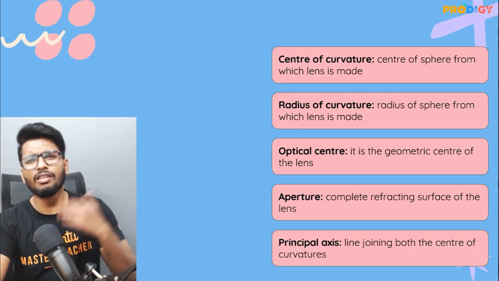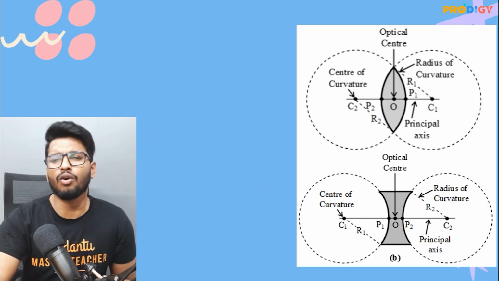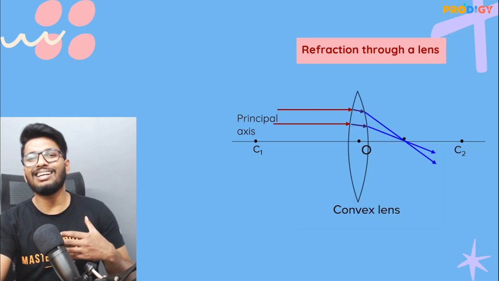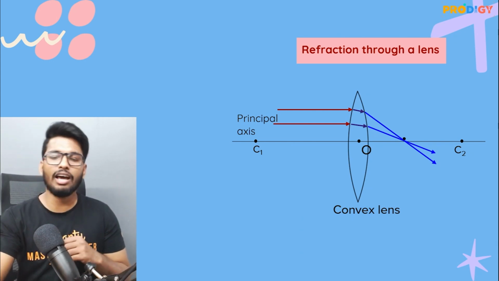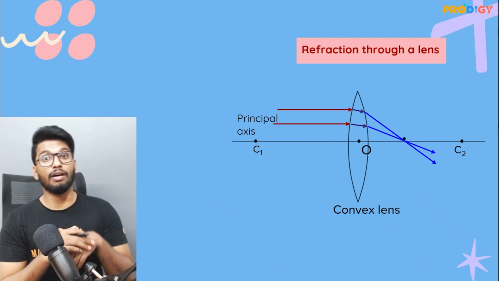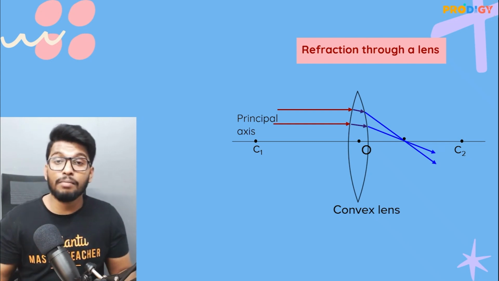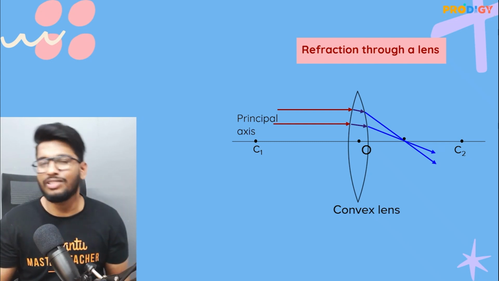Moving on, guys. Apart from this, you must also know the type of refraction that happens in these two types of lenses. For example, in a concave lens, how does the refraction happen? And in a convex lens, how does the refraction happen?